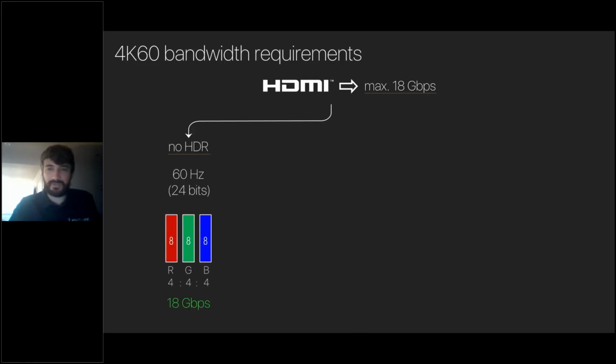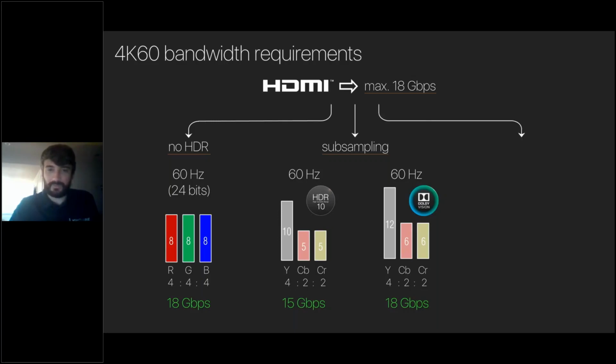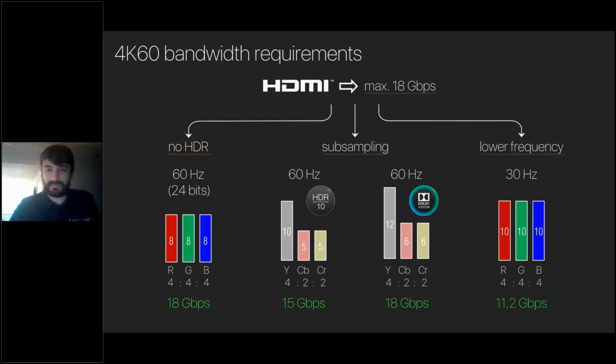The first one is not using HDR, which is not great. However, the second option, which is used commonly, is to use subsampling. So you can use 60 Hertz with 4:2:2 and 10-bit for HDR10. This is the way HDR10 works. But even with 12 bits using 4:2:2, you can go up to Dolby Vision with 18 gigabits. And then if you really wanted to, you could drop the refresh rate and then get your 10 bits 4:4:4.